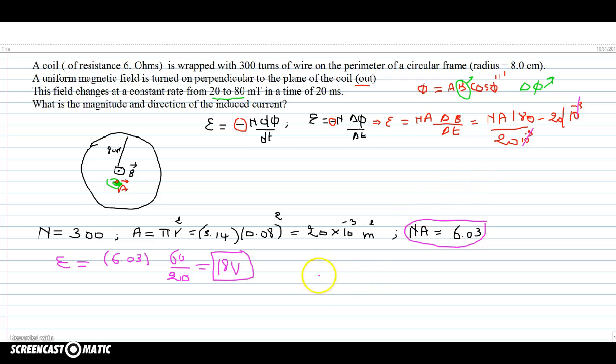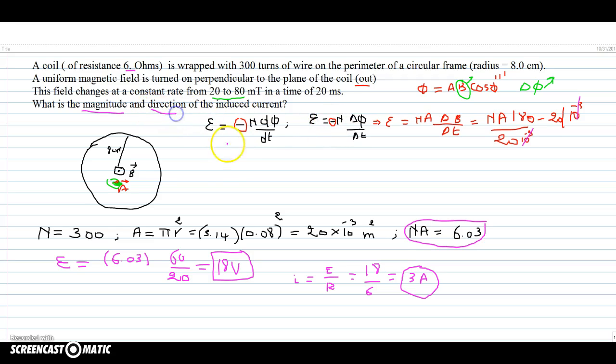What about the current? The induced current I is just the EMF over the resistance in the circuit. So that is 18 over the resistance, which is 6, and that is 3 amps. So if you know the voltage, you have access to the induced current. The next question: what is the direction? We have answered the magnitude here, and we remember we dismissed the negative sign.